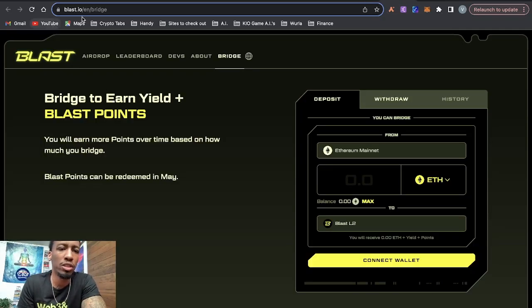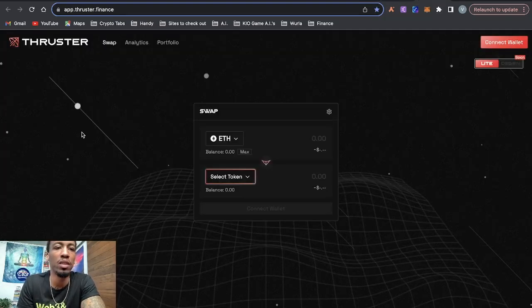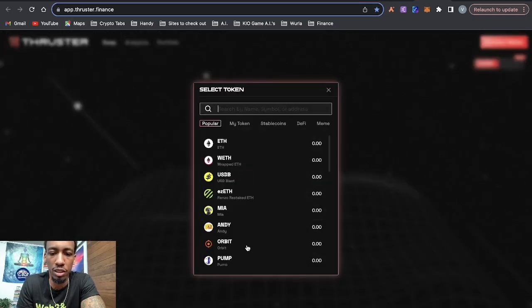So to bridge over, you just type in blast.io/bridge, and you have to bridge from Ethereum mainnet. It is compatible with MetaMask, and it's going to prompt you to connect to Blast first. You click yes, and then you just bridge over your ETH, right? After you have ETH on the Blast network, I use the Thruster decentralized exchange, app.thruster.finance, and then you can swap ETH for Orbit. As you can see, it's right here.